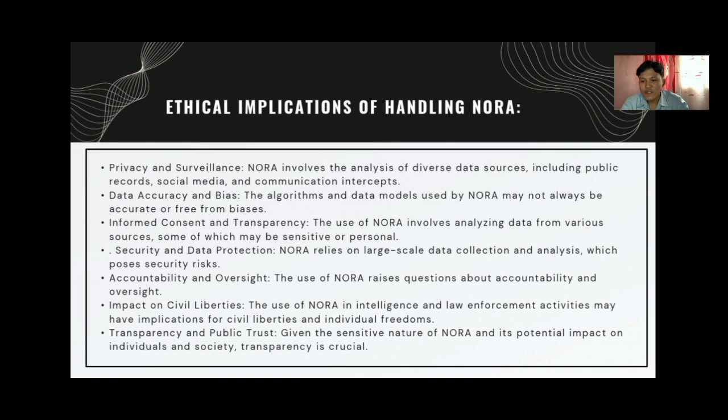And lastly, transparency and public trust are vital for responsible NORA usage. Organizations using NORA should be open about its capabilities, limitations, and use cases. Promoting transparency fosters public trust and allows for informed public debate on the ethical implications of NORA.